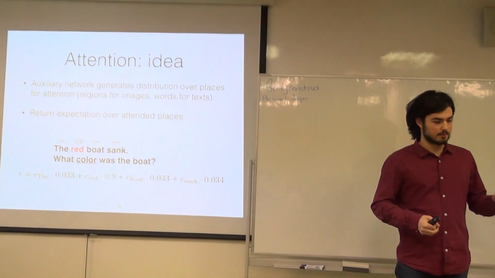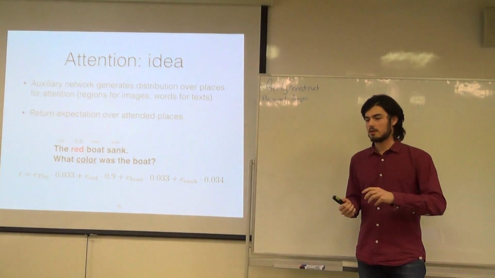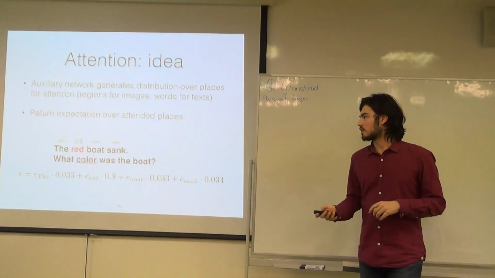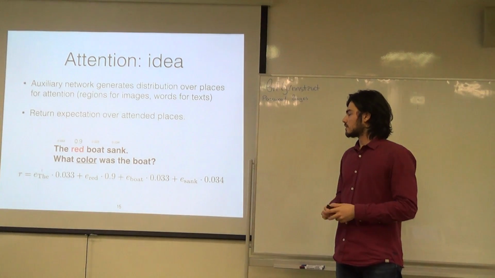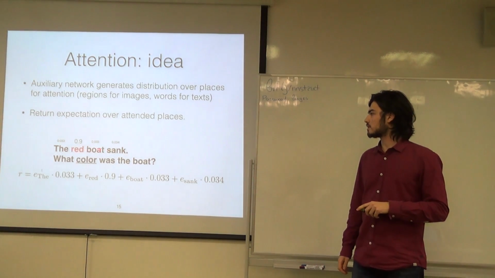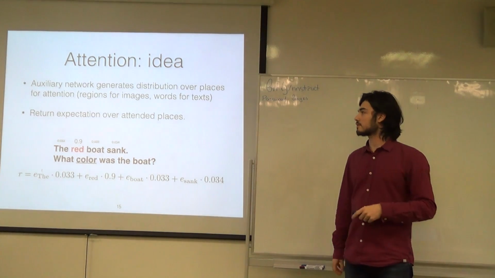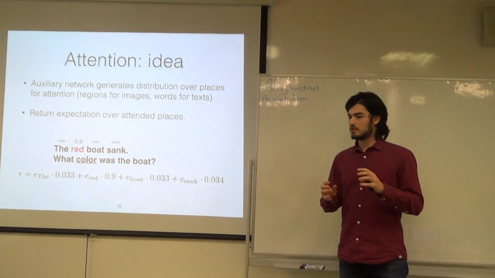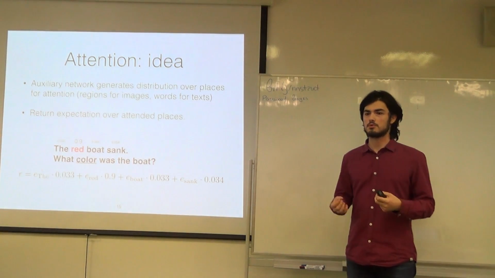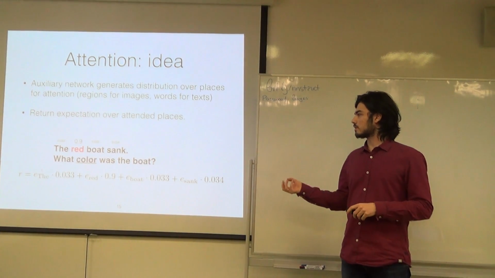We usually have some finite number of features. For example, for words, those would be embeddings of the words. For example, we have the sentence, "the red boat sank," and you would have some embeddings of these words, vectors. So some auxiliary network, which we'll call attention network, will generate the distribution over those vectors.